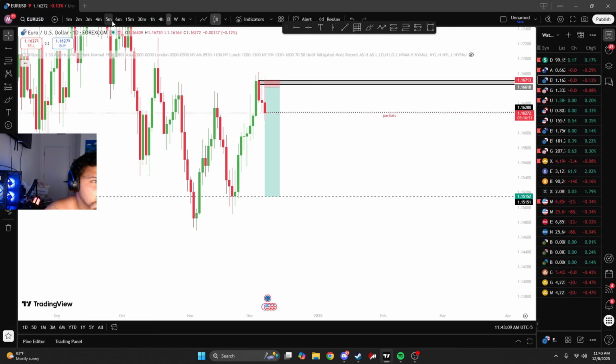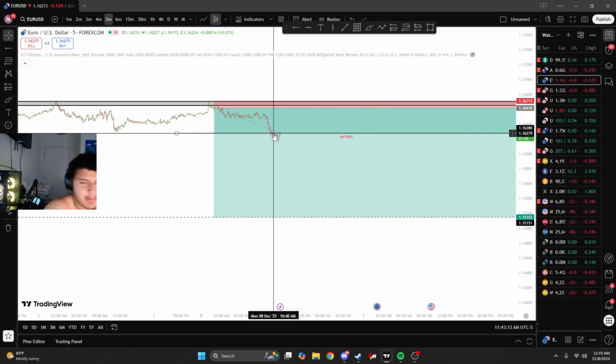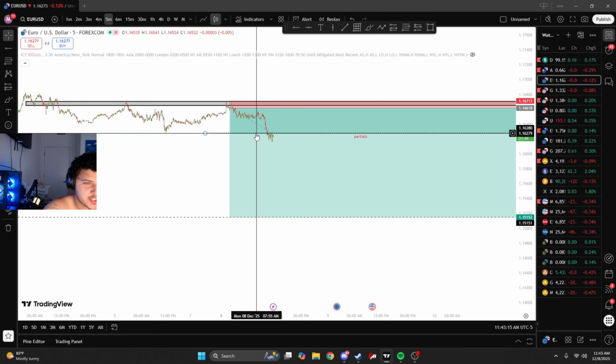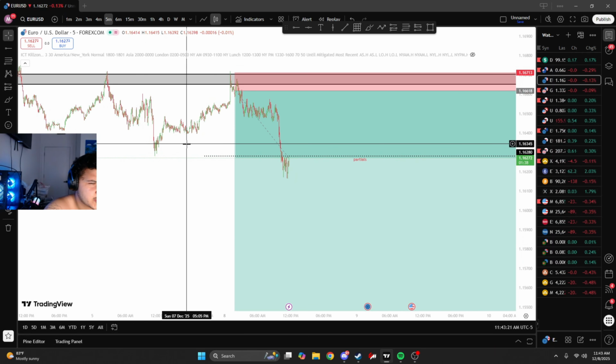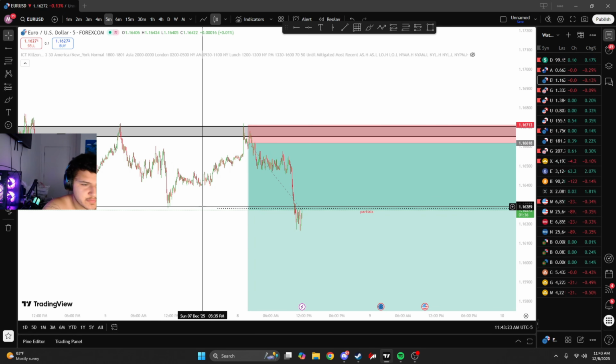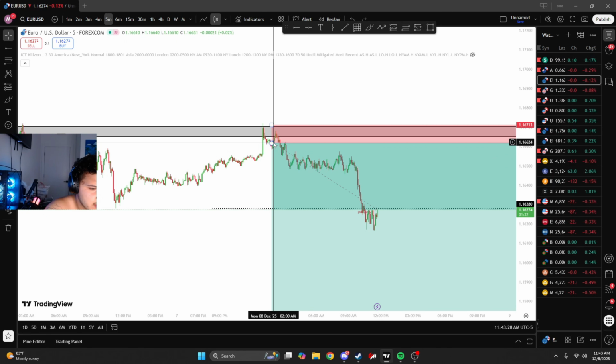So let's go to today. I took partials at about a 1 to 3, so I took some of my positions out, left the rest to run. This is very good risk reward. I got in this around like 2 in the morning, right before that London session volume kicked in. So yeah, I got in about right here.